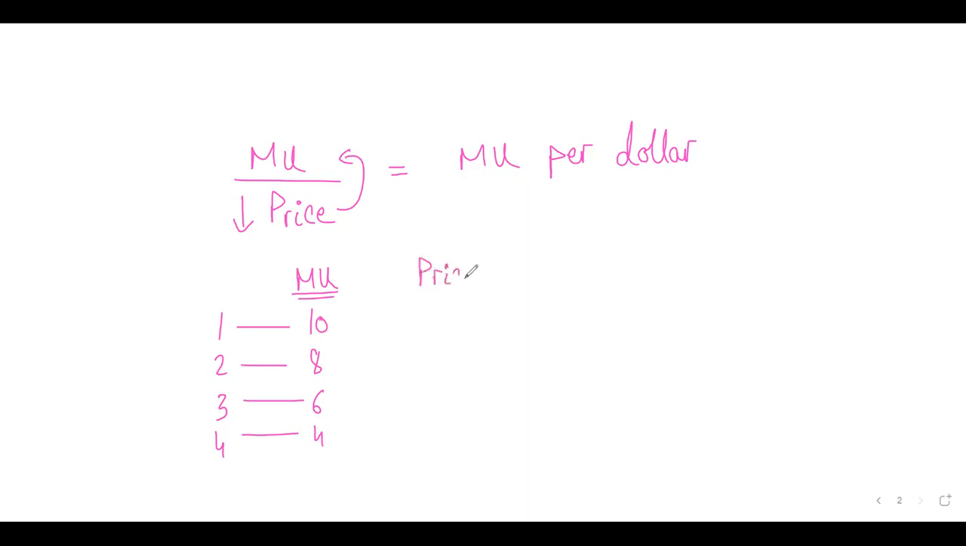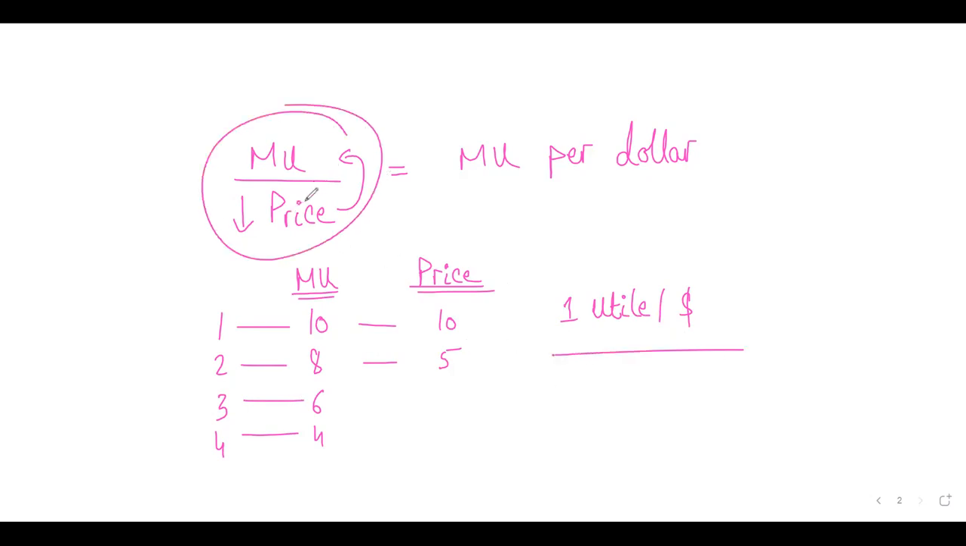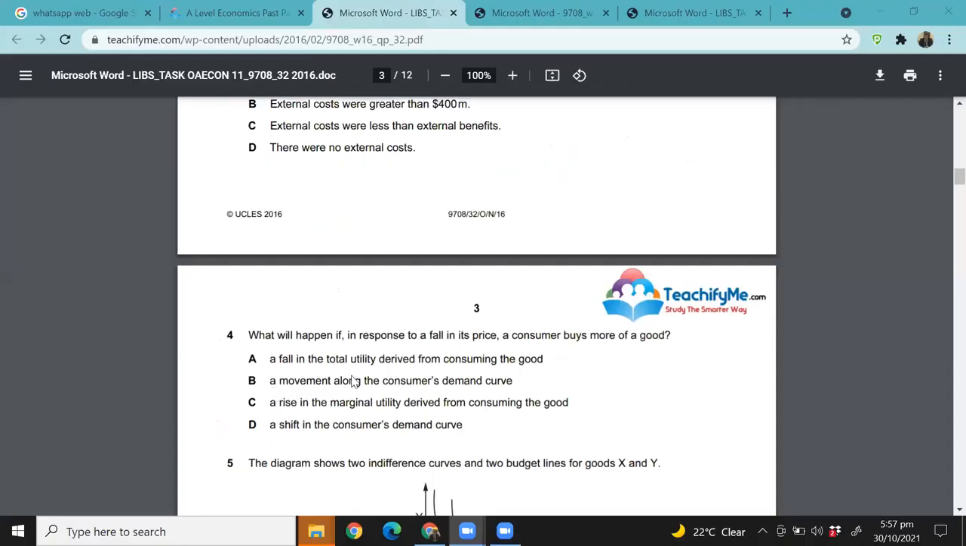But yes, if price is decreasing, let's say if it was initially 10, then it was 1 util per dollar. And then if the price decreases to, let's say, 8, or something less, let's say 5, it will be something more than 1 util per dollar, and so on. So this overall value will increase if the price is decreasing, but your marginal utility is independent of the price, right? So the answer was B.